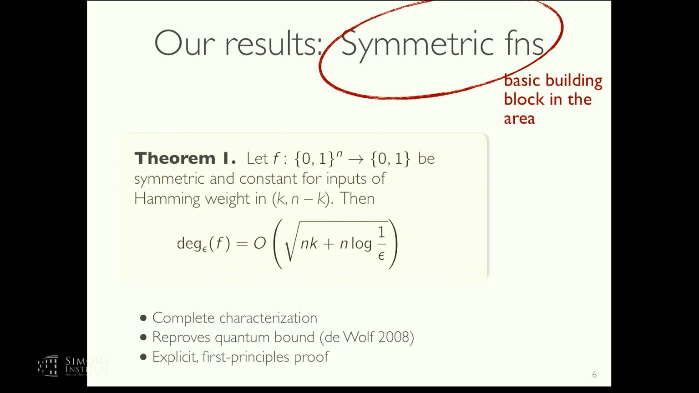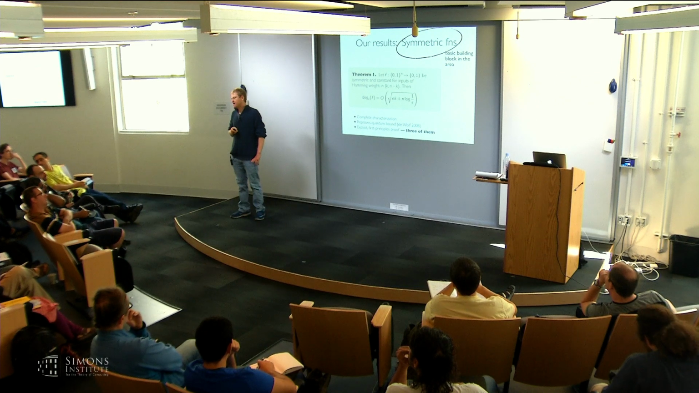And the proof that you'll see is an explicit and first principles proof. Actually, the paper has 3 proofs for this theorem, but you'll see one of them. There's a combinatorial proof and 2 approximation theoretic proofs that have nothing to do with each other. The assumption in the theorem is symmetric around n over 2, but the lower bound is not.